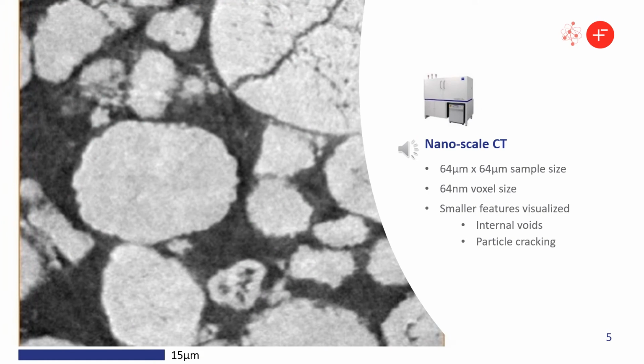By imaging in the Ultra, a much smaller volume is studied in greater detail. As you can see here, finer details within the particle can be seen, such as internal voids and particle cracking. Furthermore, imaging with this higher resolution enables three-phase segmentation, with the binder phase also being visible.